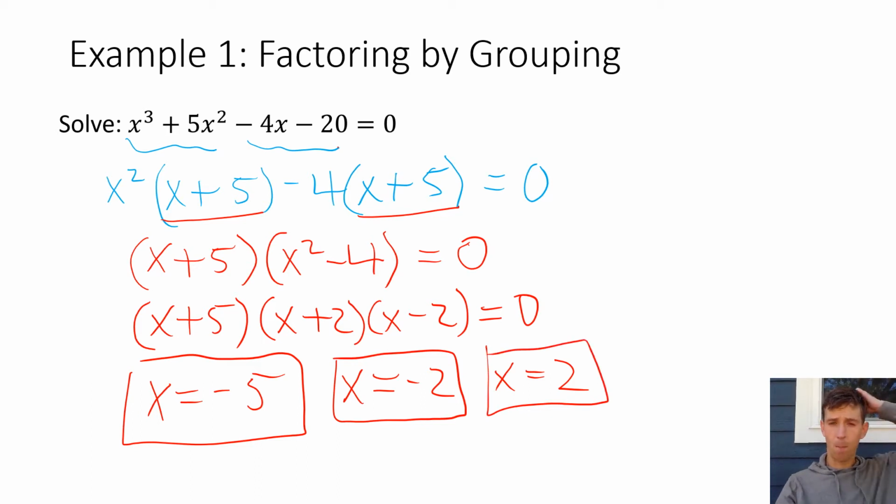As I said, not all polynomials will work out this nicely, but if you recognize that maybe you can try pulling out some common factors, if you split it down the middle here and you get the same term for each, then factoring by grouping is a great way to do it.